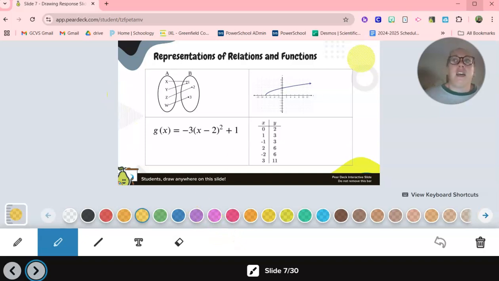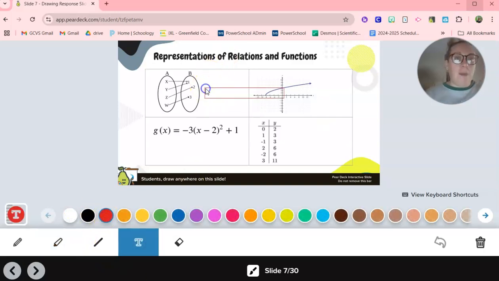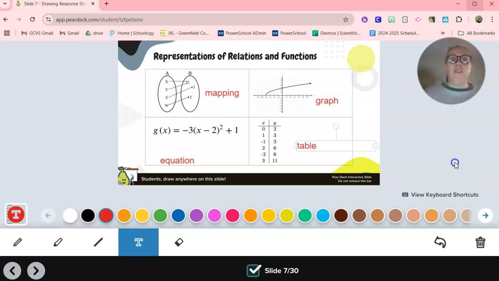These are the 4 ways on slide 7 that we represent relations and functions. So the first in the top left, we saw some of this. This is called a mapping. This is a map. We have our inputs on the left, outputs on the right. Next to that, we have a graph. Down below, we have an equation. And finally, we have a table. So these are the 4 ways that we can represent a relation or a function. So we're going to get really comfortable identifying and reviewing and working through these 4 different types of relations and functions.